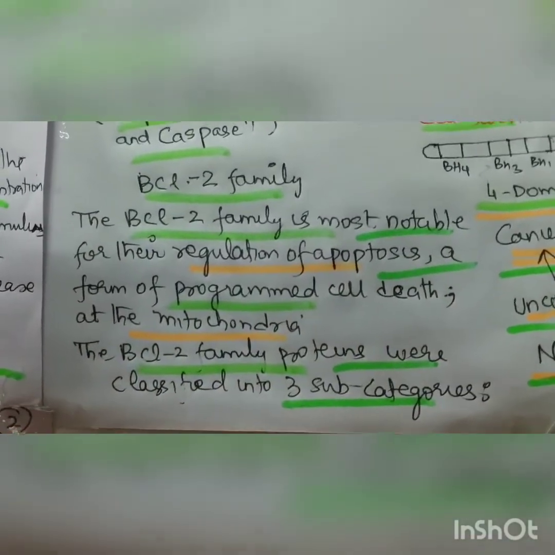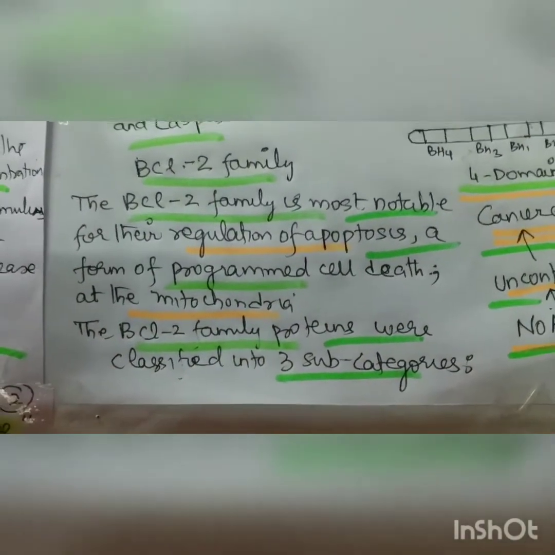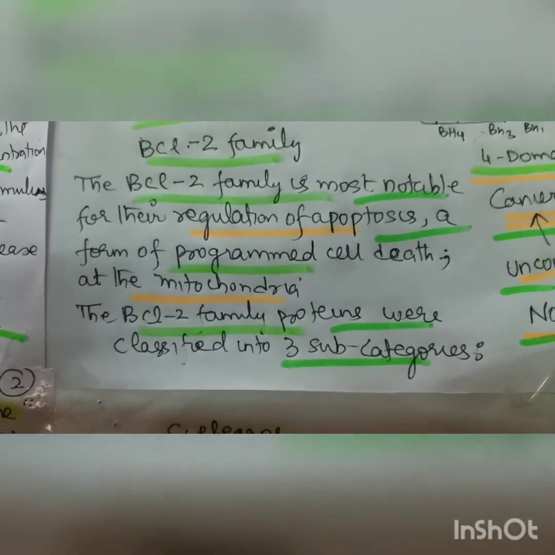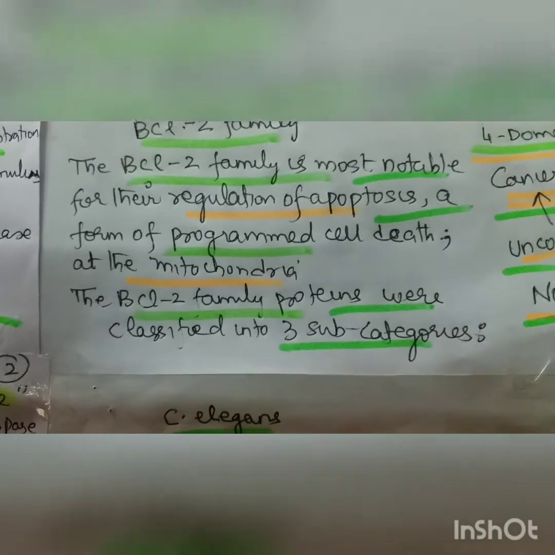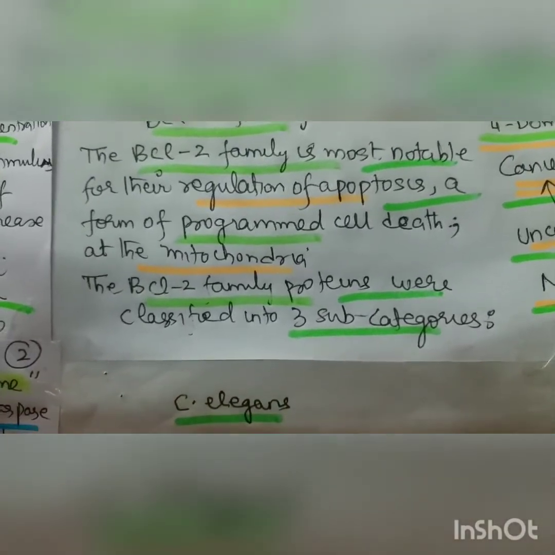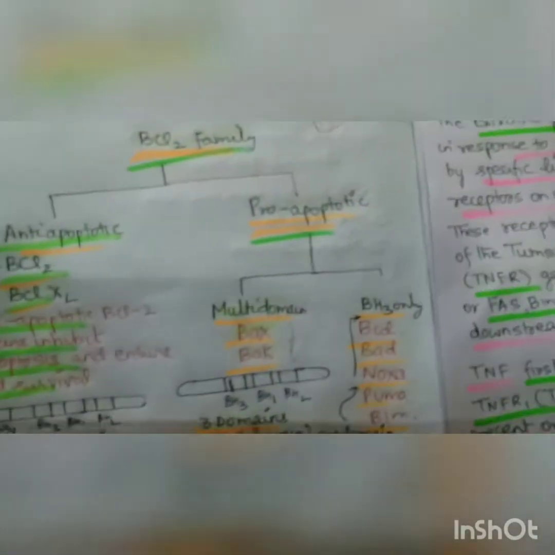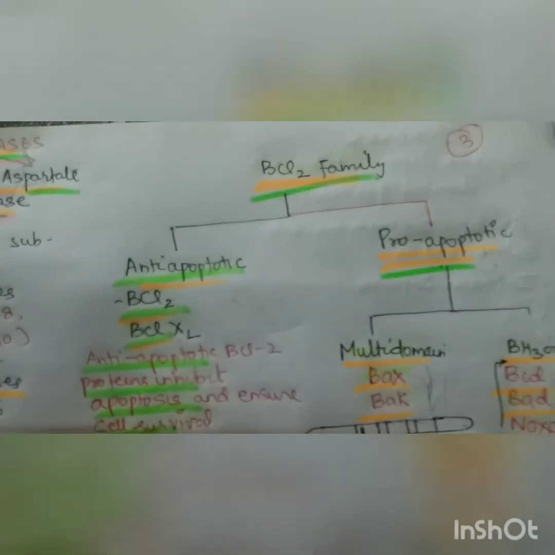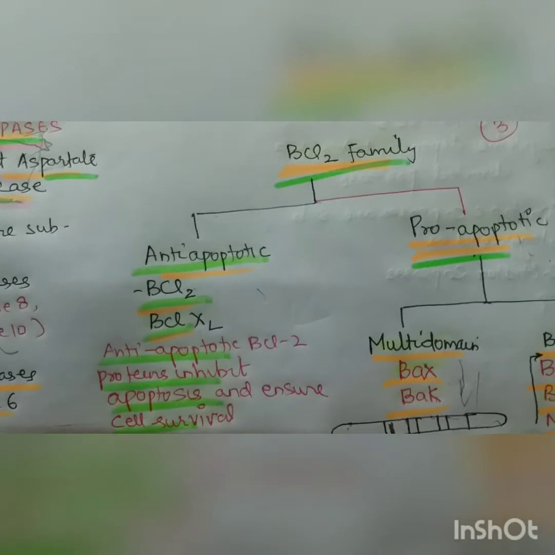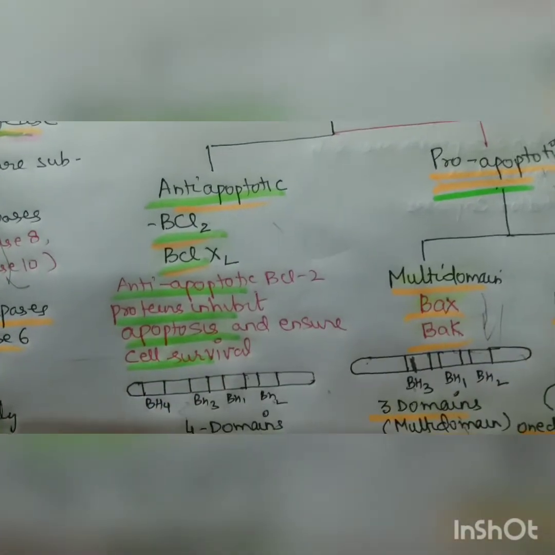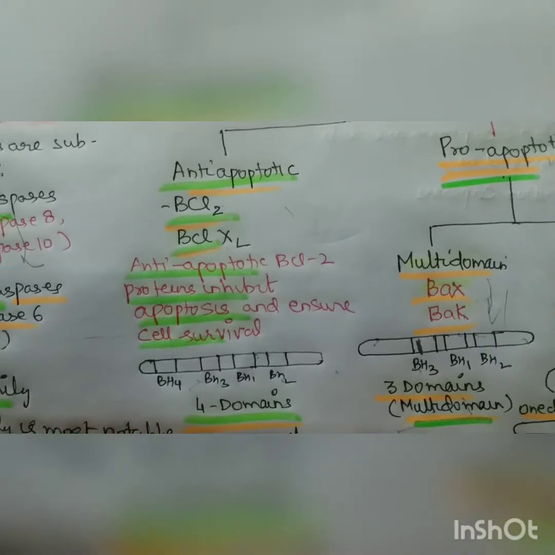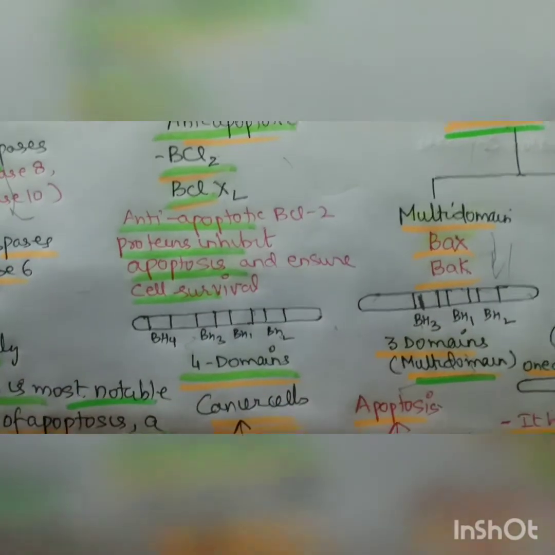Now the BCL2 family. The BCL2 family is the most notable for the regulation of apoptosis, a form of programmed cell death. And BCL2 has 3 categories. First is the anti-apoptotic, that is BCL2 and BCLXL. Anti-apoptotic BCL2 proteins inhibit apoptosis and ensure cell survival.